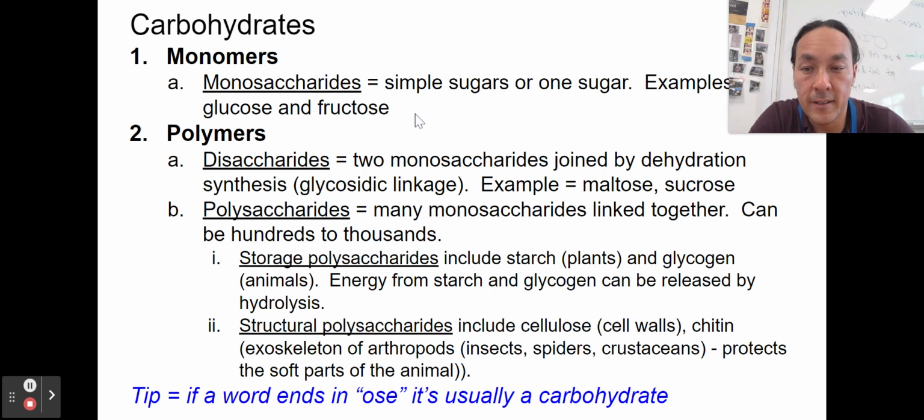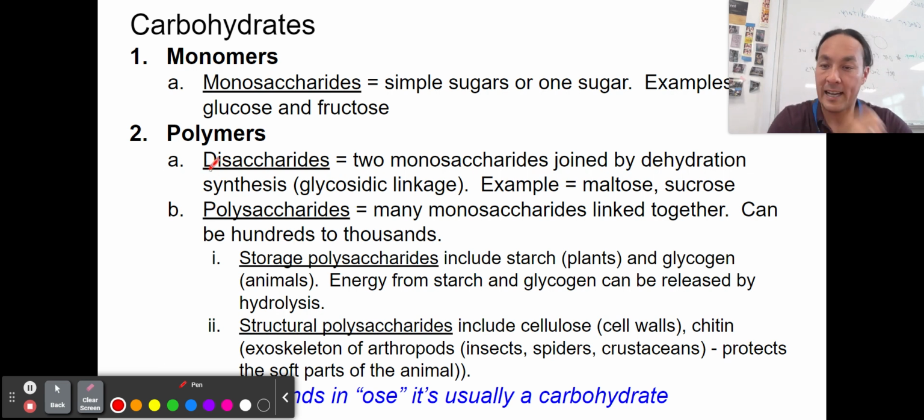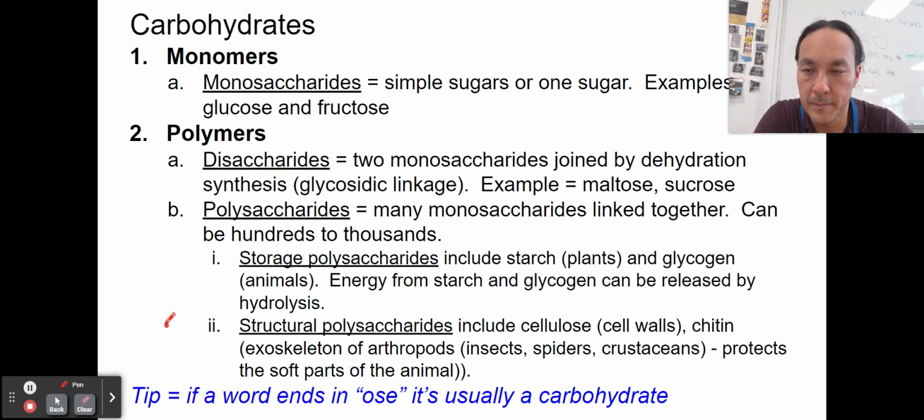One sugar is called a monosaccharide. It means one sugar. So that's what saccharide means right there. Examples would be glucose and fructose. Disaccharides, di means two. Saccharide still means sugar, so this would be two monosaccharides joined together, like maltose or sucrose, and that's through dehydration synthesis again. Polysaccharides would be many of them put together, and they could be storage ones, such as starch and glycogen, or structural ones like cellulose. All right, let's move on.